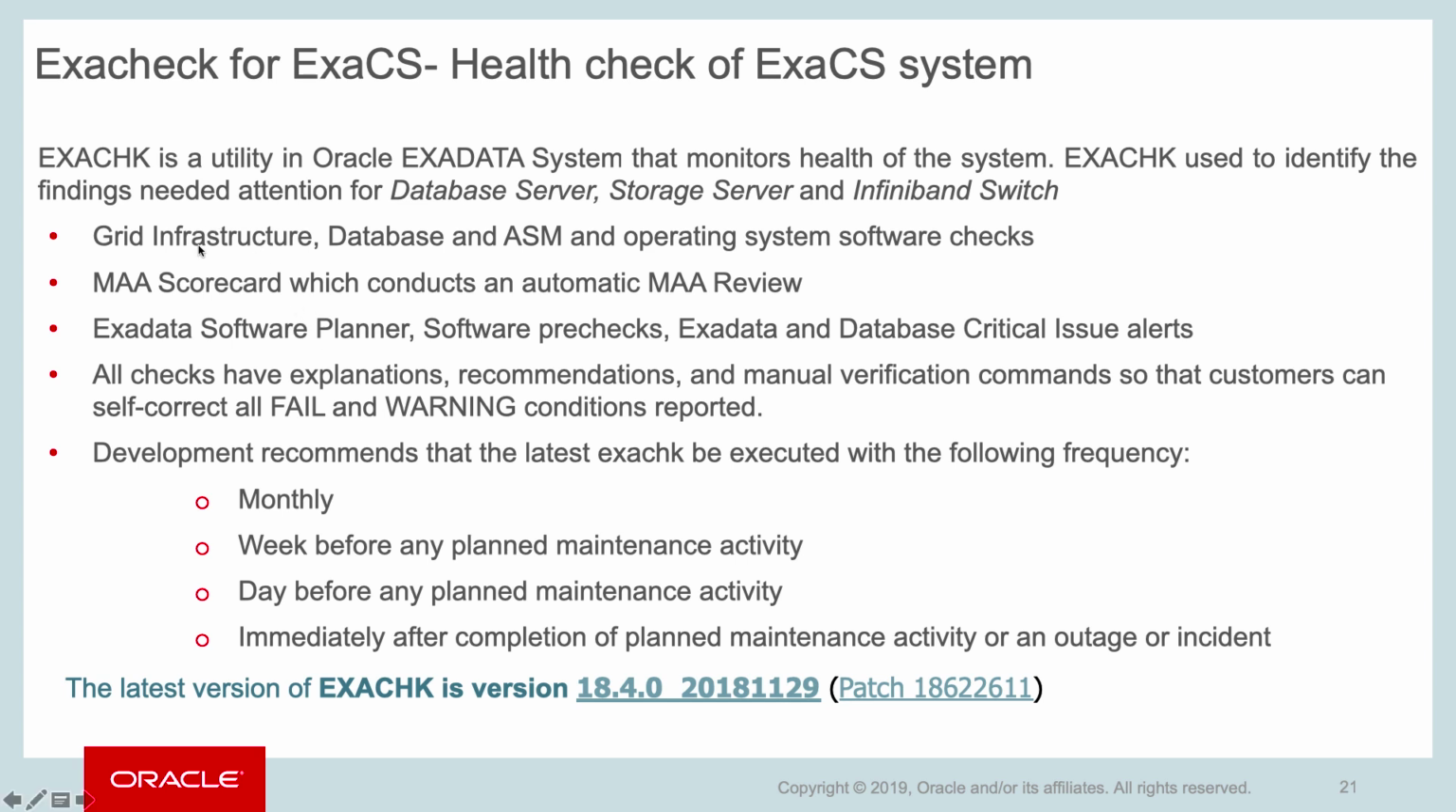It also provides a maximum availability architecture scoreboard, and it helps for any kind of software planner or software pre-checks or database critical issues or alerts. So we recommend to run exacheck utilities basically monthly, or a week before any planned maintenance activity, or a day before any planned maintenance activity, or immediately after completion of planned maintenance activity or an outage or incidents. So from the best practice point, if you have not installed exacheck, you should be installing it and trying to get the output from both the nodes.